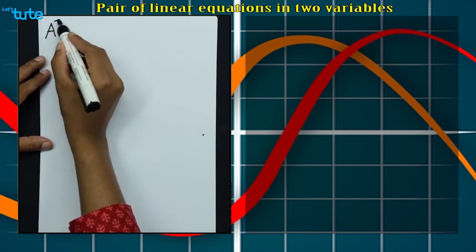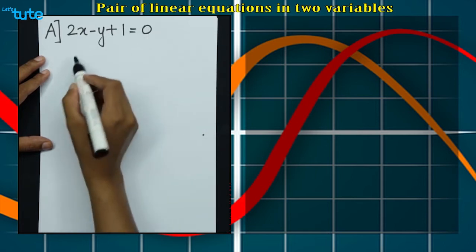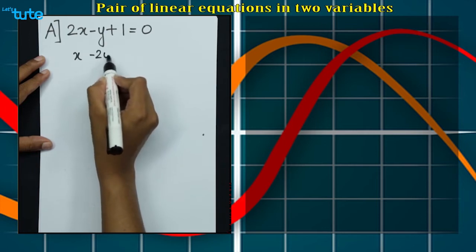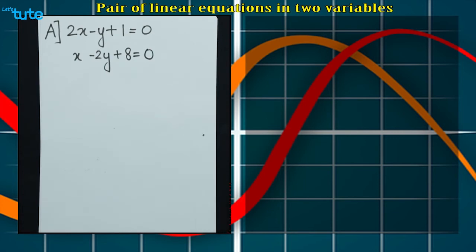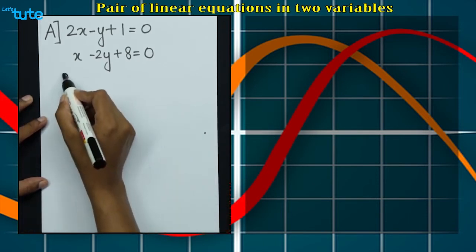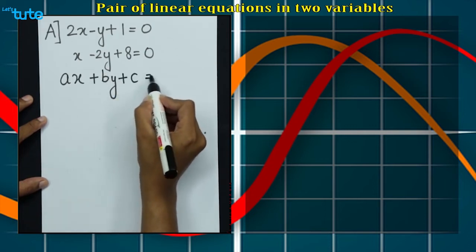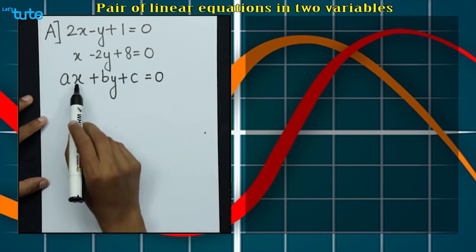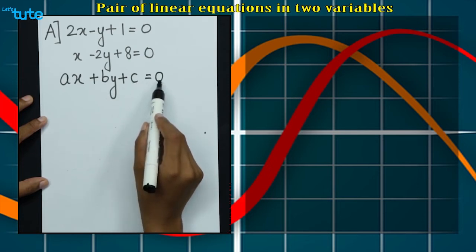We had set A of equations, that was 2x minus y plus 1 equals 0 and x minus 2y plus 8 equals 0. Now if I want to check whether this set of equations will have a unique solution or not, the first thing I need to do is bring the equations in the standard form of ax plus by plus c equals 0. That is, the first term should be the x term, then the y term, then the constant equals 0.